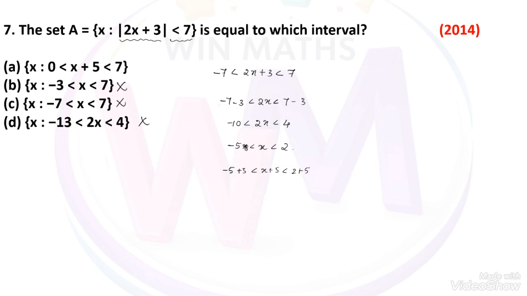Add 5 to the whole equation. Then minus 5 plus 5 will be 0, then x plus 5 less than 2 plus 5, it becomes 7. So there is an option. Yes, that option is correct. As we know already, the options are given, but for our confirmation I showed another step. It is better to neglect options at that time. So we have to practice more and more.